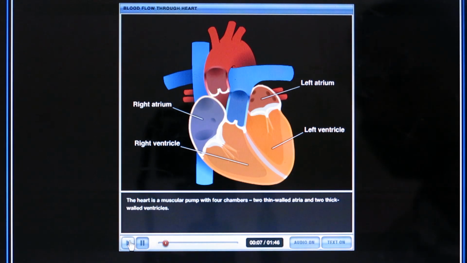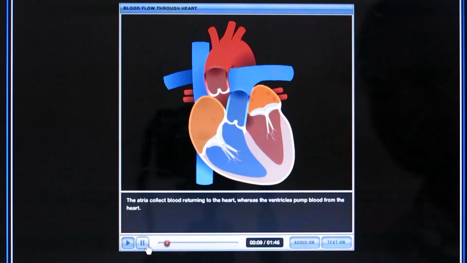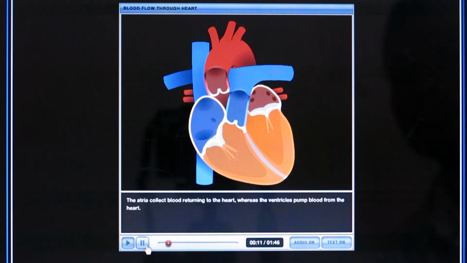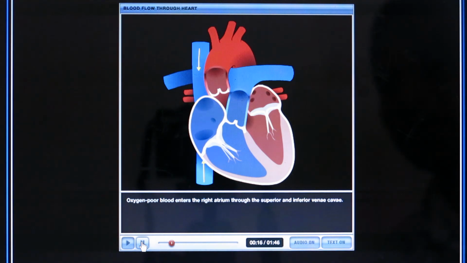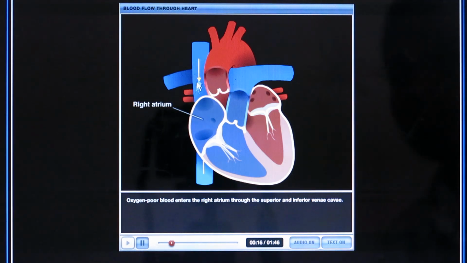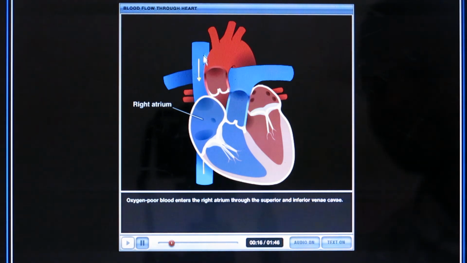All these four chambers do different functions. We'll see them now. Ventricles are thick in structure and atria are thin. You'll see an animation now.